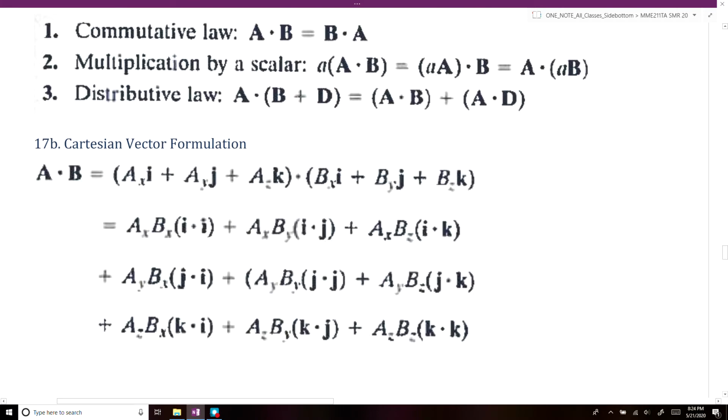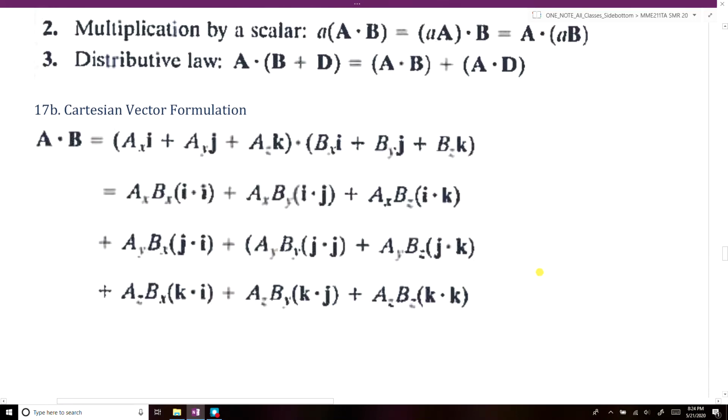You can take a dot product very easily if you use Cartesian vectors. Here we have the dot product of A and B, and we've written our vectors A and B out in Cartesian form. This line here is just vector A, and this line here is just vector B. If we take the dot product of each of the terms, we just multiply each of the terms out.